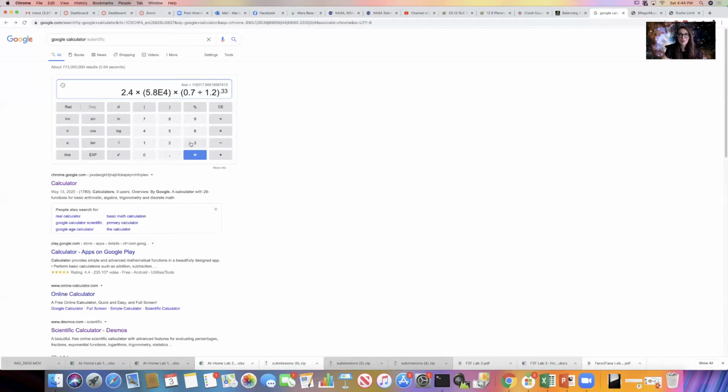Okay, 1/3 is 0.333 repeating, right, or 0.3 repeating. But I'm just going to approximate that as 1/3. So this is our equation for a Roche limit of a moon around Saturn.